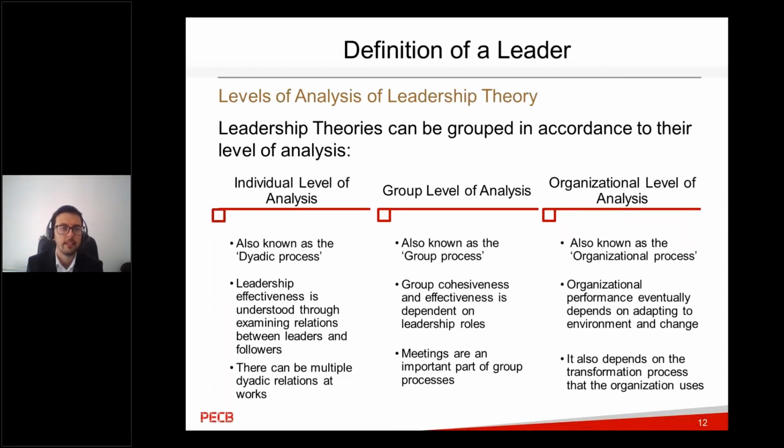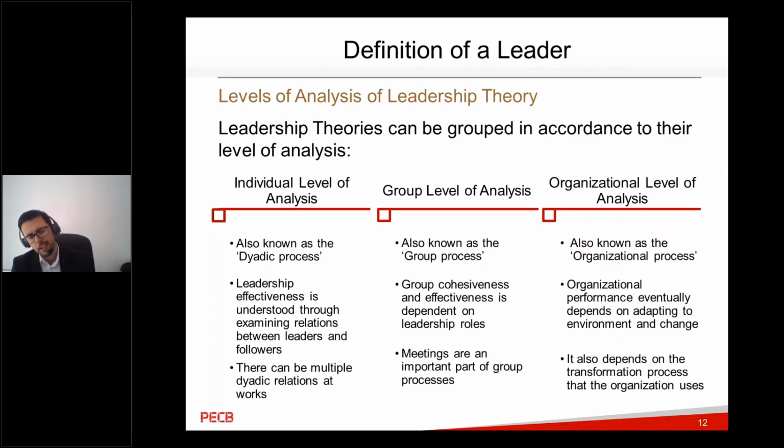So this deals with the way that an individual, in this case the leader, is dealing with groups in general. And we will be talking about groups and teams in a dedicated lecture as well later on during the course. Then we also have the organizational level of analysis, which is also known as the organizational process.